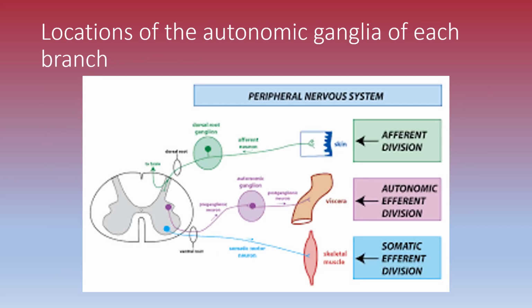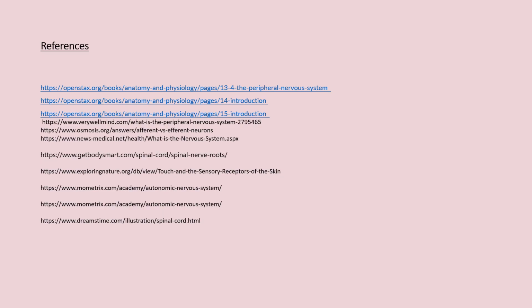Locations of the autonomic ganglia of each branch: the peripheral nervous system, the afferent division, the autonomic afferent division, and the somatic afferent division. And the references.